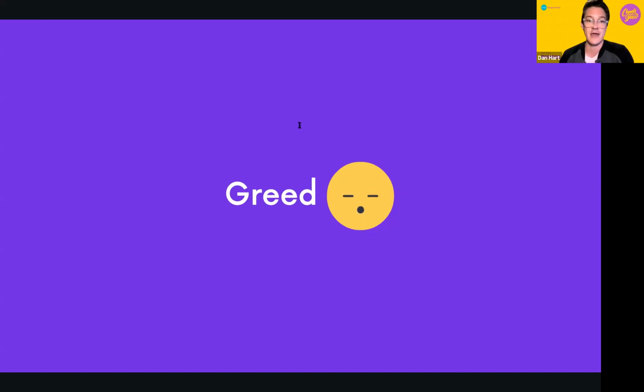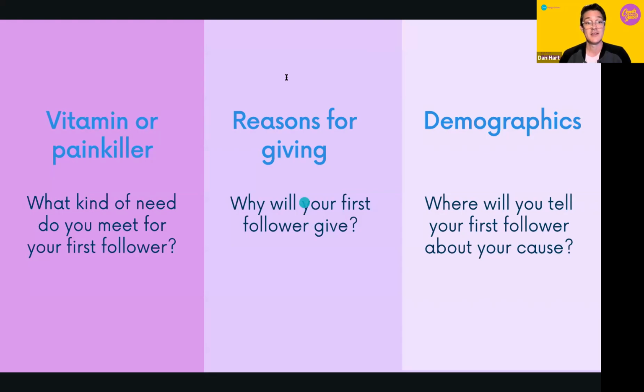It really is okay to have something symbolically valuable or genuinely valuable to give to those people in return for them supporting your cause. So you can see here, we've had a look at what kind of needs we need to meet for our first follower. We've had a look at their reasons for giving. And now we need to also think about the demographics piece.